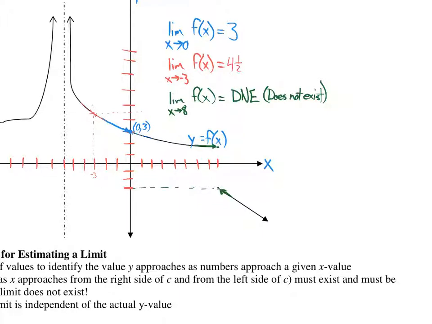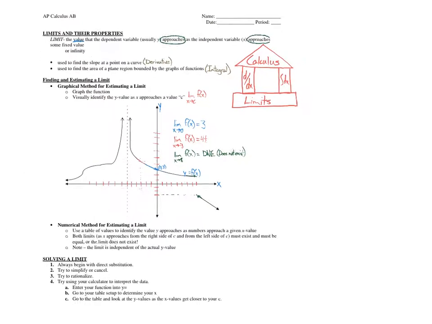Question: what are the 3 rules for it not existing? One is that they go to different points. One is oscillation, and what's the other one? If they go to different points, oscillation, or it goes to infinity. Oh, and that's actually the next one we're going to look at here. We'll summarize those 3 rules too.